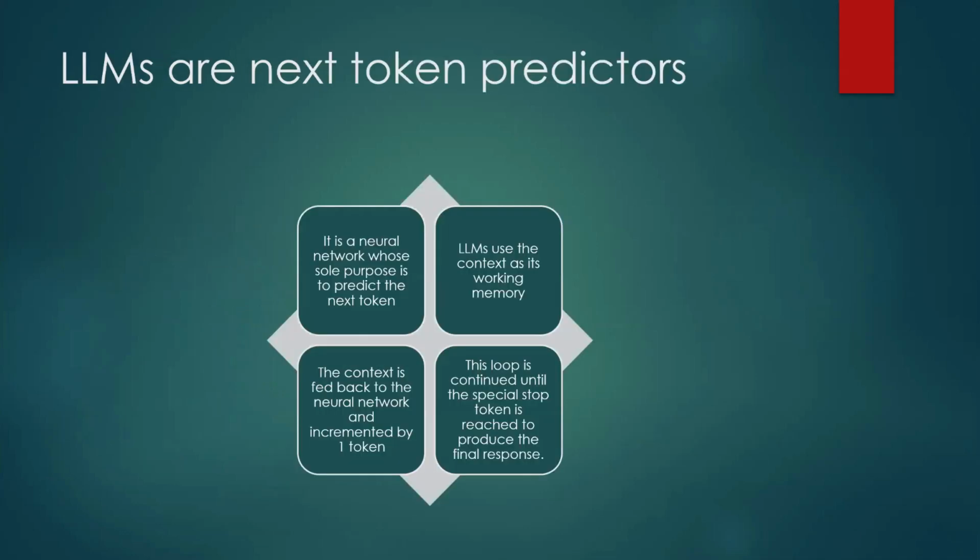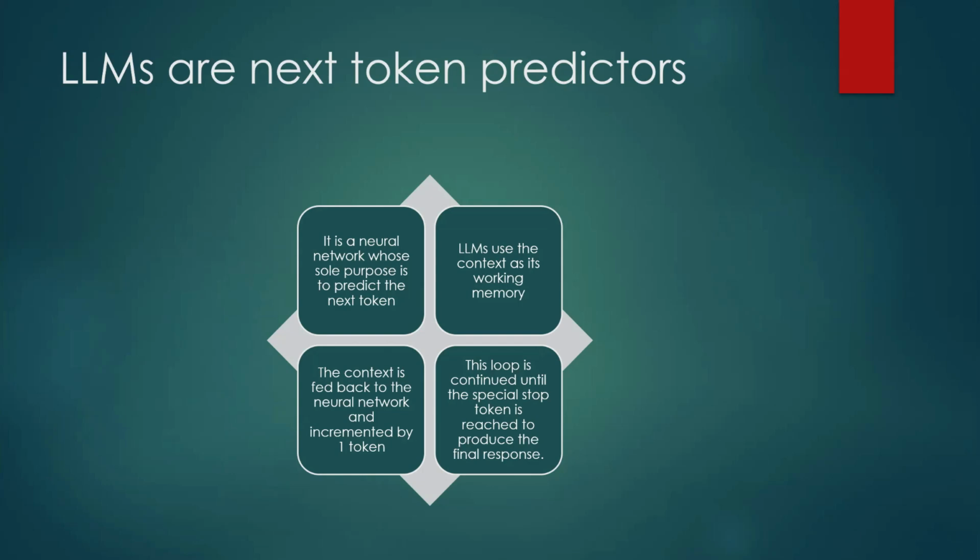Okay, so first thing you need to know is LLMs are just next token predictors. If you've ever talked with ChatGPT and had a conversation, there's a lot of magic that happens in the background and a lot of stuff hidden behind the scenes. And all it's really doing is predicting the next word after your question or anything that you say. So at the end of the day, ChatGPT's actual model is just a neural network, and it uses the context as its working memory.